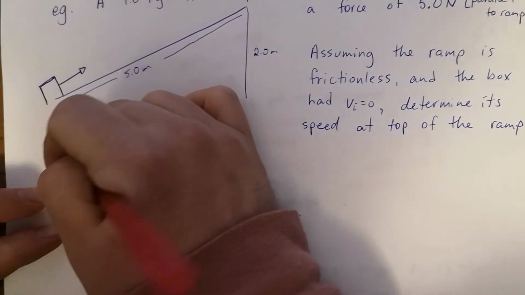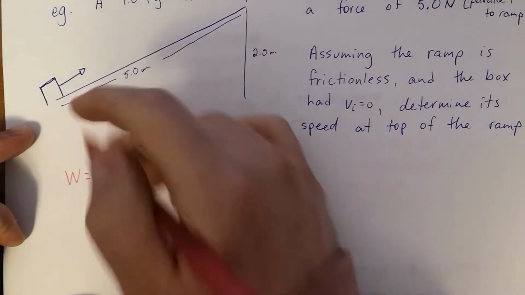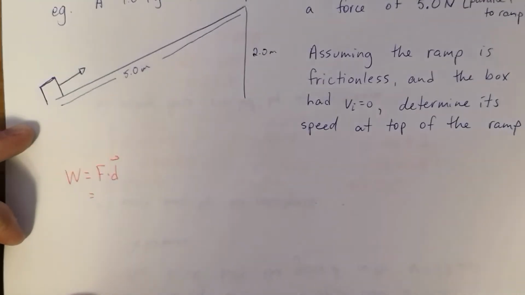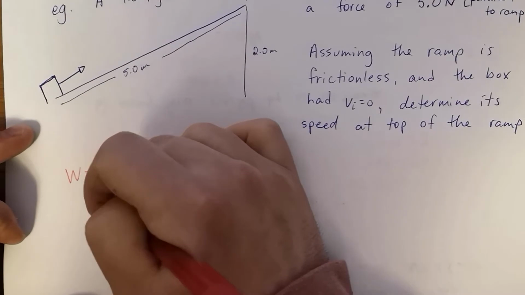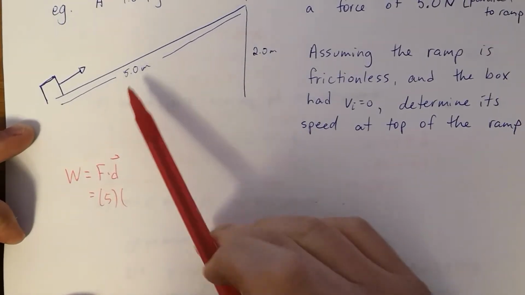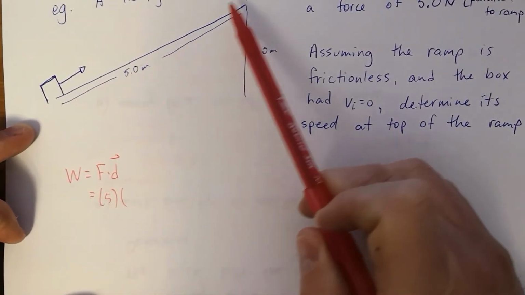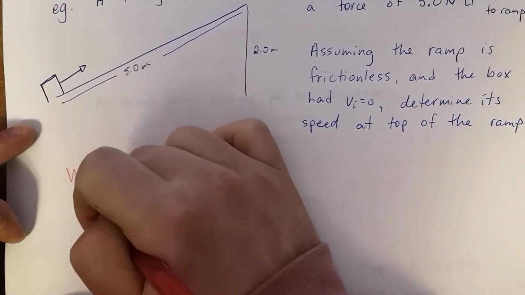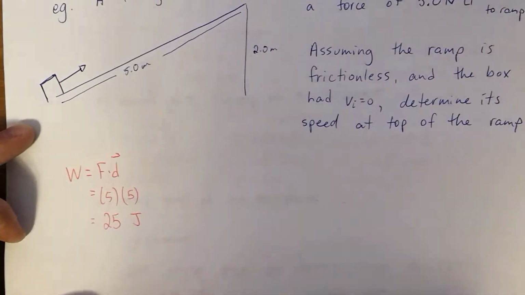First, let's find the work we do on the box. The force and displacement are parallel, so we don't have to worry about an angle. The force was 5. For displacement, well, the force pushes it all the way up the ramp. The displacement is going to be 5 meters up the ramp. Work is not a vector, though, so we don't need to include that at the end.